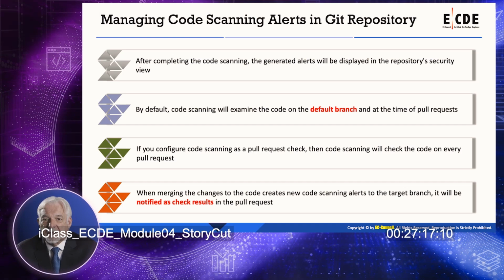So how do we manage code scanning alerts in the Git repository? After completing the code scanning, the generated alerts will be displayed in the repository's security view. By default, code scanning will examine the code on the default branch and at the time of the pull request. If you configure code scanning as a pull request check, then the code scanning will be done on every pull request subsequent to it. When merging the changes to the code creates new code scanning alerts to the target branch, it will be notified as check results in the pull request.